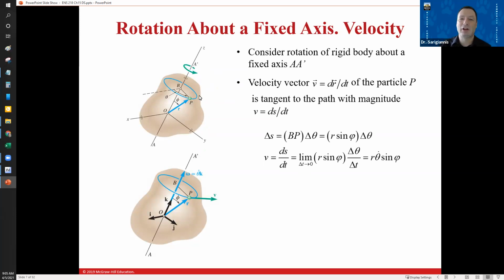So let's look at the velocity vector. The velocity vector is going to be dr dt, the change of the position vector with time. And notice it's tangent to this path. Whatever this circle is, at whatever point you're at, your velocity is tangent. So this is the magnitude ds dt.